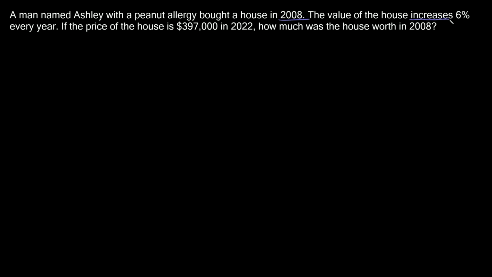Okay, so that means we're talking about growth, right? 6% every year. Okay, now it says the price of the house is $397,000 in 2022. Okay, so this is the current price. And then we're trying to figure out how much the house was worth back in 2008, or how much he bought it for originally. Okay, well, first of all, we're talking about exponential growth, right? Because it's talking about increasing. So let's start there. So we're going to have y is equal to a times 1 plus r raised to the t. Okay, let's try and fill some stuff out.